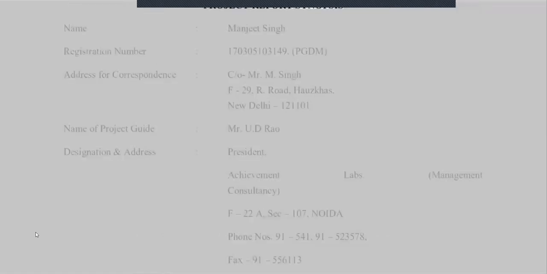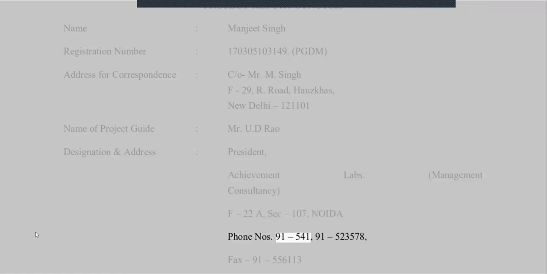Project report synopsis. Name, Manjeet Singh. Registration number 17030. PGDM. Address for correspondence, C/O Mr. M. Singh, F-29, R. Road, Oscars, New Delhi 121101. Name of project guide, Mr. U. D. Rao. Designation and address, President, Achievement Labs, Management Consultancy, F22A, Sec 107, Noida.